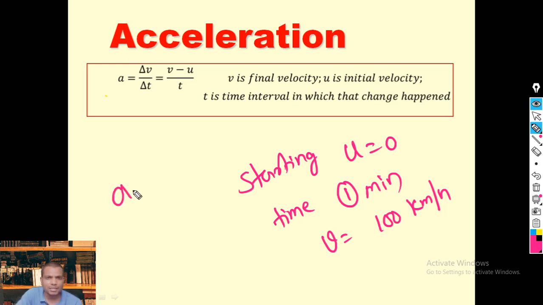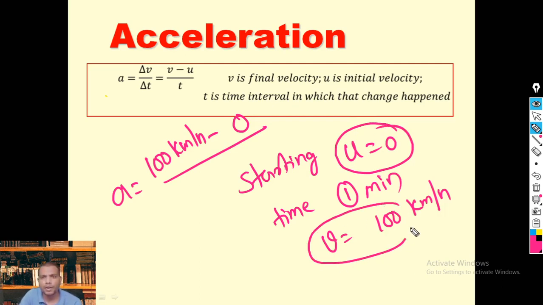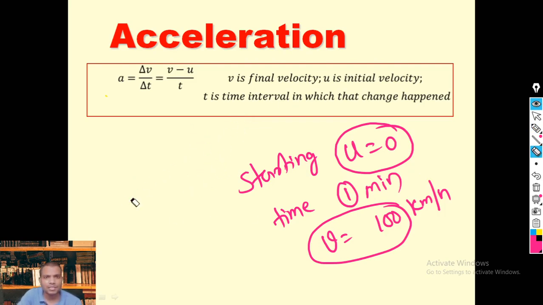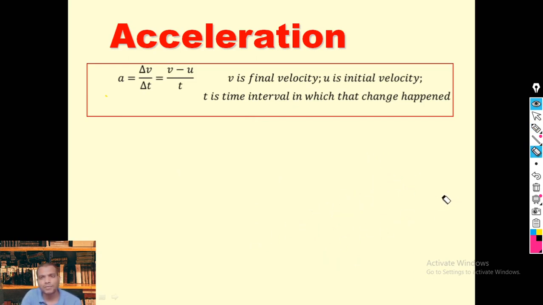So we can calculate the acceleration. Acceleration a equals change in velocity, meaning final velocity 100 kilometers per hour minus initial velocity 0, upon time. How much time is taken to go from 0 to 100? It is given as 1 minute. If you do this calculation, we reach a value, and that is known as acceleration. And remember, acceleration is also a vector. Why? Because acceleration contains velocity, and velocity is a vector. So the formula of acceleration is a equals v minus u upon t. Here v indicates final velocity, u is initial velocity, and t is the time interval in which that change took place.